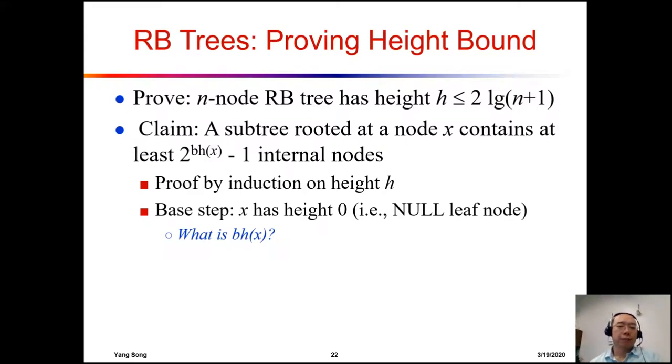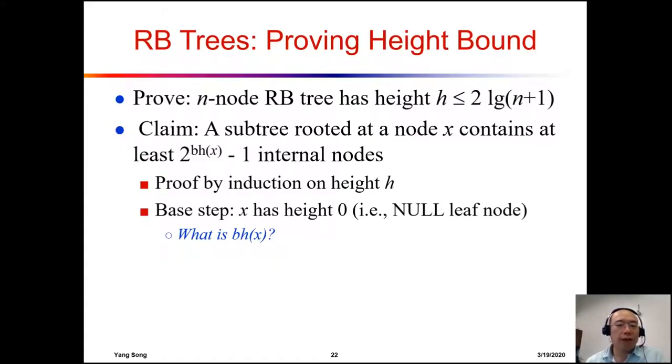Okay, this is where we stopped last time, and we want to prove this claim. The claim is that a subtree rooted at the node x contains at least 2 to the power of the black height of x, minus 1, internal nodes, and we are going to do an induction. The base case will be, well, if x itself has a height of 0.